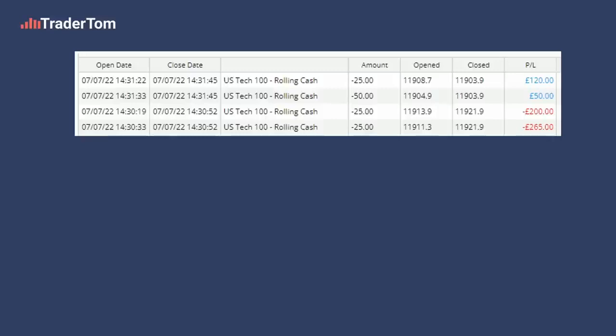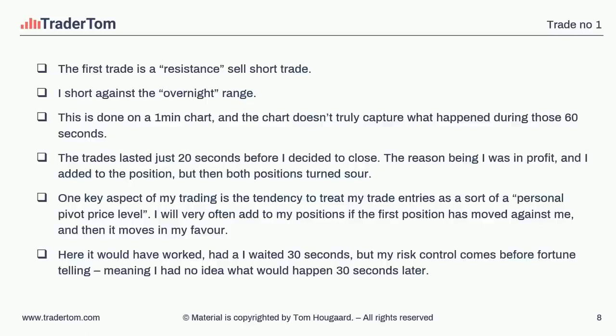We'll start off with the first trade. That's the NASDAQ, which with this broker is called US Tech 100. The first trade is a resistance sell short trade. I shorted the NASDAQ against the overnight range. This is done on a 1 minute chart, and the chart doesn't truly capture what happened during those 60 seconds. The trades lasted just 20 seconds before I decided to close. The reason being I was in profit and I added to the position, but then both positions turned sour.